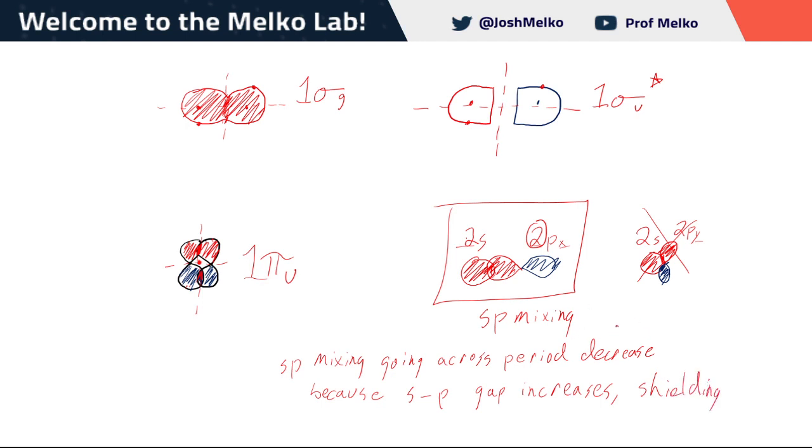Okay, so while you might have sp mixing in, say, lithium 2, carbon 2, maybe nitrogen 2, you're not going to really have it in fluorine 2. Why? Because as you move across the periodic table to the right, you get more and more shielding. You have more 2p electrons to shield the other 2p electrons from the nucleus, so their energy gets pushed up further away from the 2s. And so once the gap between 2s and 2p becomes too large, then there's no overlap.